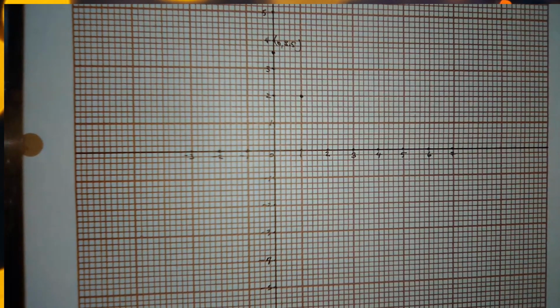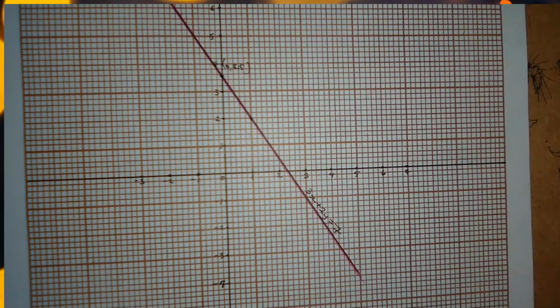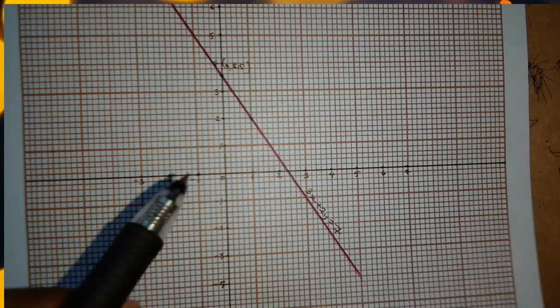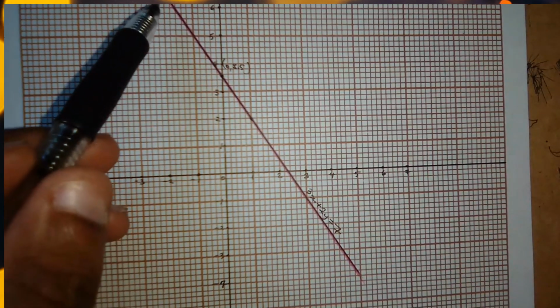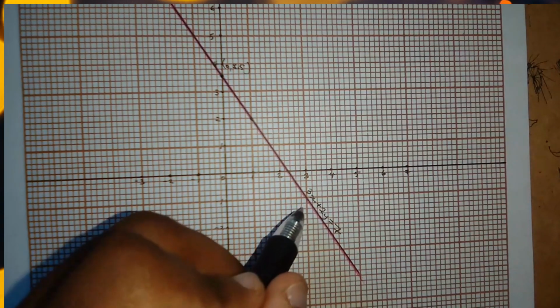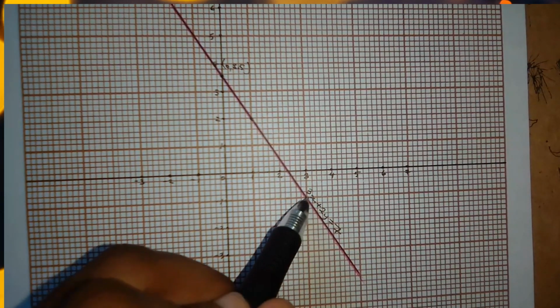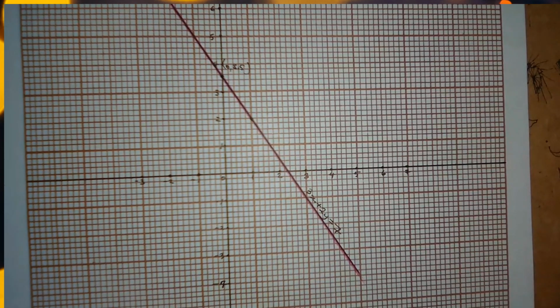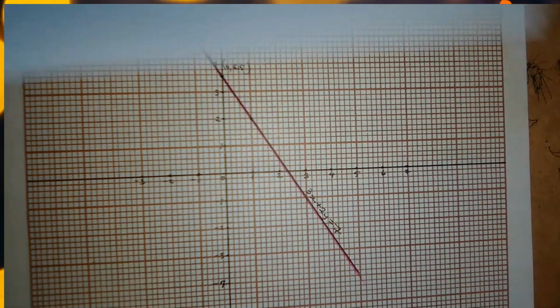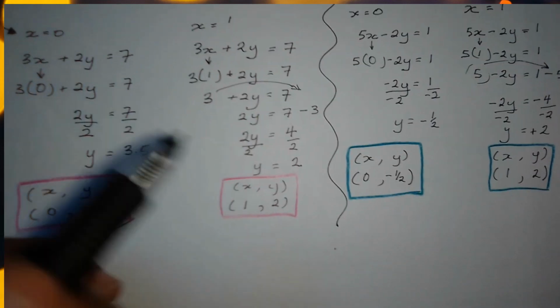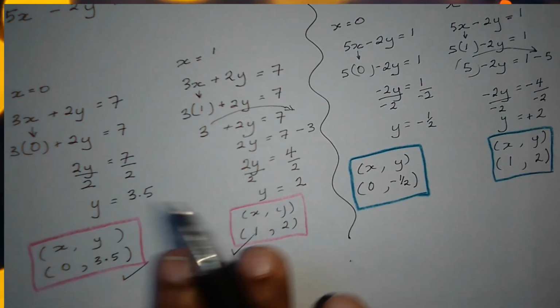Good. Now that I have those 2 points, what I can do is to just draw a straight line connecting them. Voila! Great. So I connected these 2 points and notice that I end up with a straight line. And just for ornamental purposes, I labeled it 3x plus 2y is equal to 7. Awesome. Now we're finished with the first equation, this one.